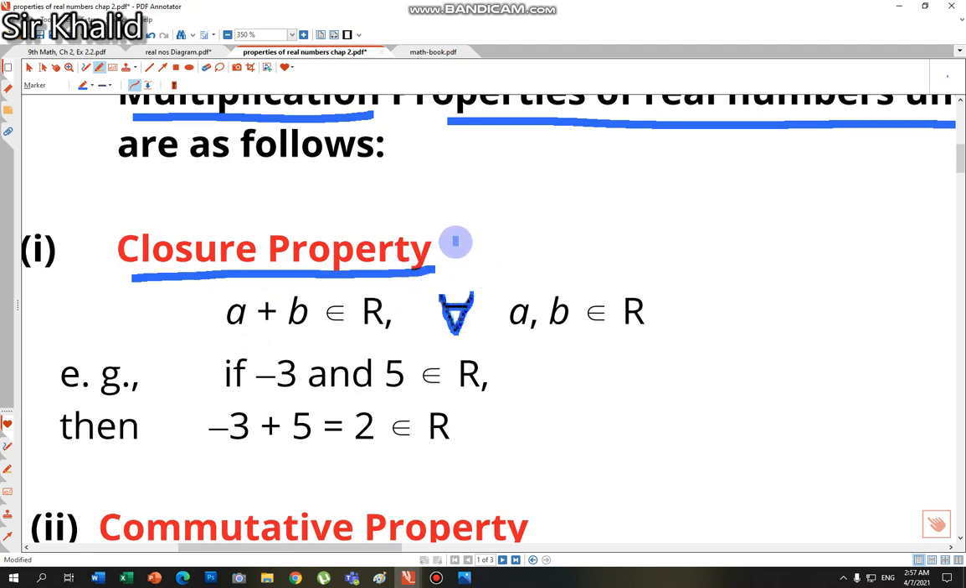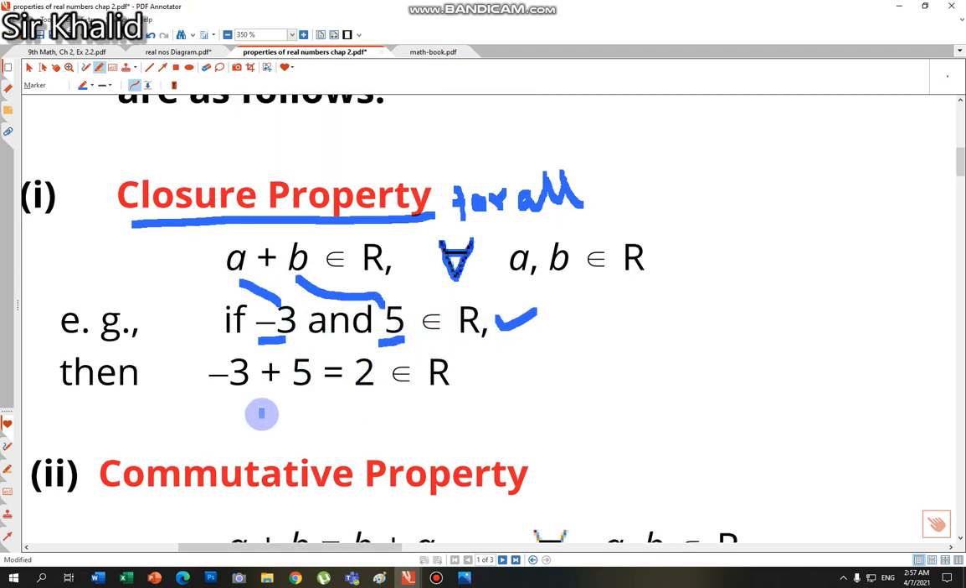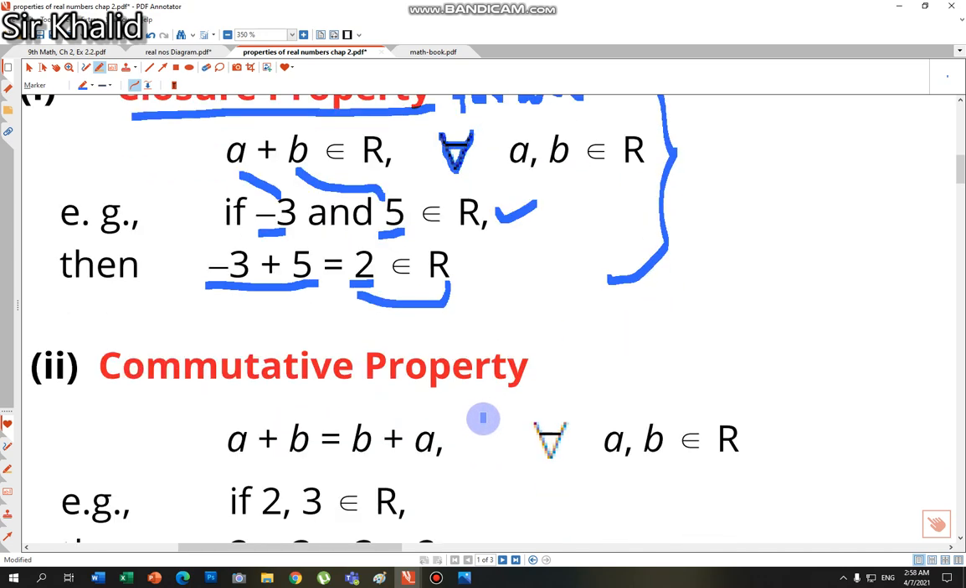This sign stands for "for all": for every real number a and b that belongs to R. Now this is an example. Suppose that a is equal to minus 3 and b is equal to 5. They both belong to real numbers. If I add these two numbers, minus 3 plus 5, it will be 2. This 2 again belongs to the real numbers. So this property is called the closure property.